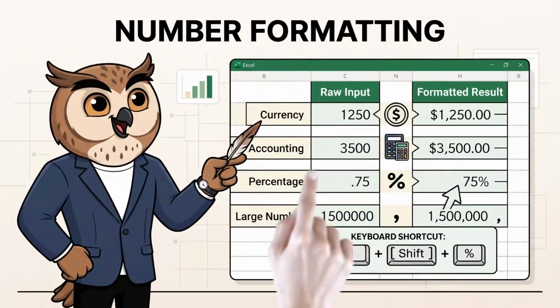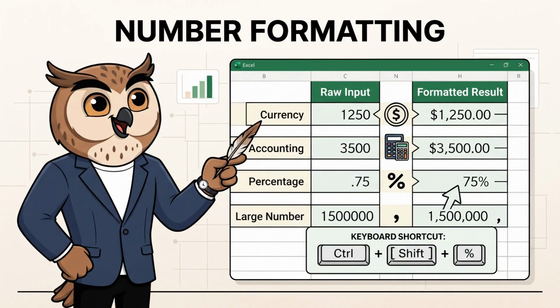Excel offers several number formats that improve readability. Use the currency or accounting format when working with money. Use the percentage format to display percentages correctly, and remember the shortcut Ctrl+Shift+%. For large numbers, enable the thousands separator, so values such as 1500000 are displayed as 1,500,000. Proper number formatting makes data much easier to understand.